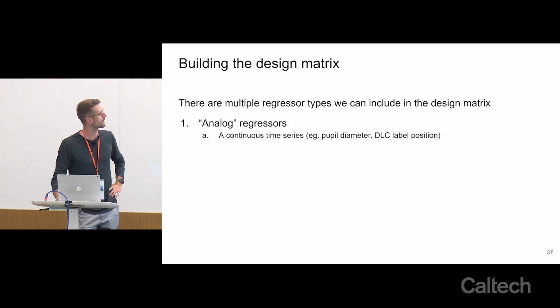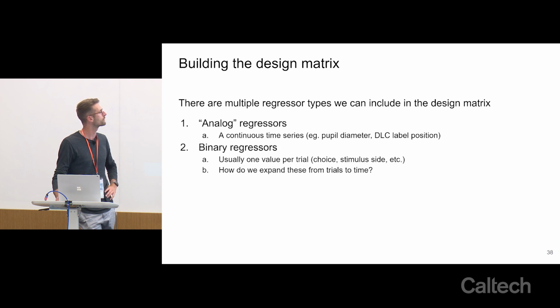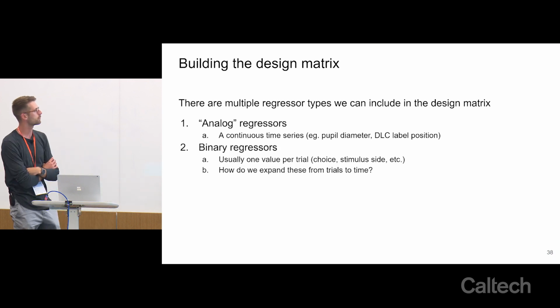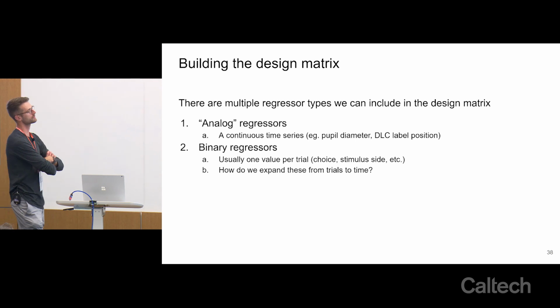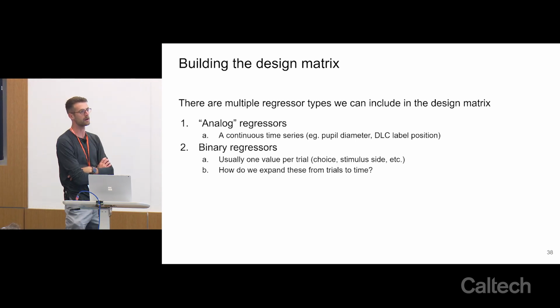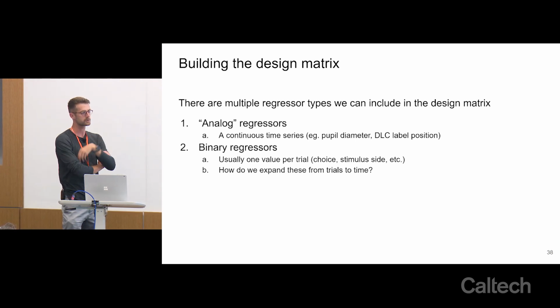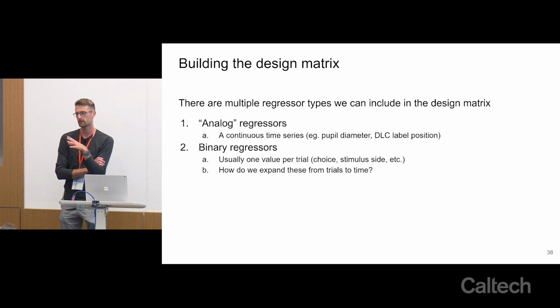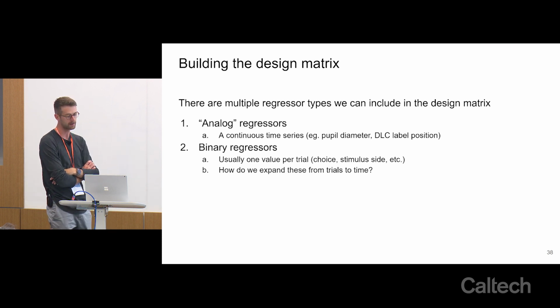And so yeah, like pupil diameter, the position or the motion energy of a DLC label would be something like that. Where it gets a little trickier is when we have what we would call binary regressors. So these are things where there's only one value per trial. And the tricky thing is our samples are time, so we need to figure out a way to go from trials to time with our regressors. We'll talk a bit about how to do that.